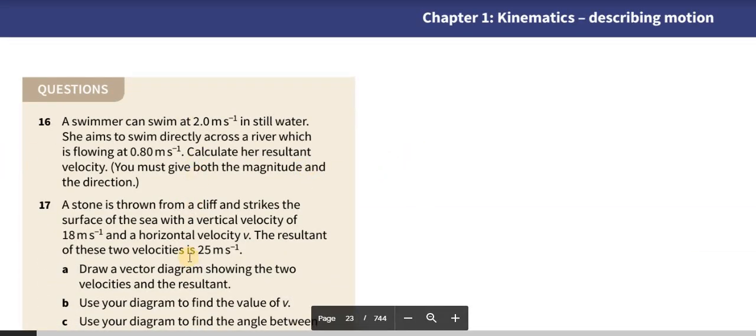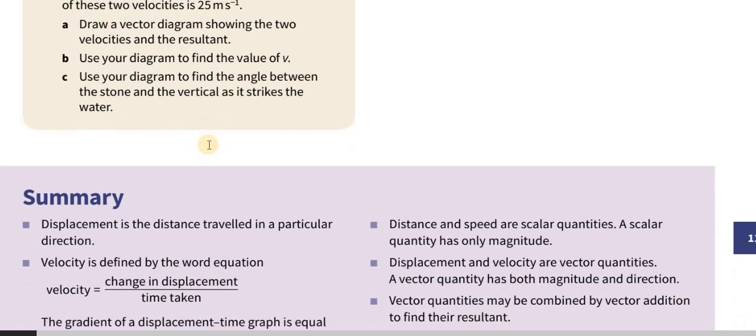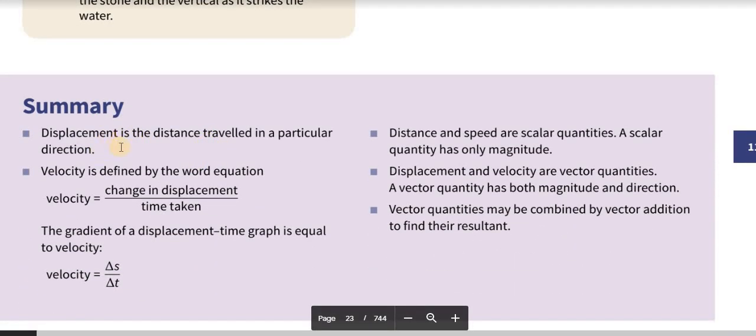Alright, so there are similar questions over here. Make sure you do them. Check the solutions at the back of the book. We have come to the end of the chapter. The summary: displacement is the distance traveled in a particular direction. Always make sure you go through the summary, because it summarizes all the important points in the chapter. Displacement is the distance traveled in a particular direction.